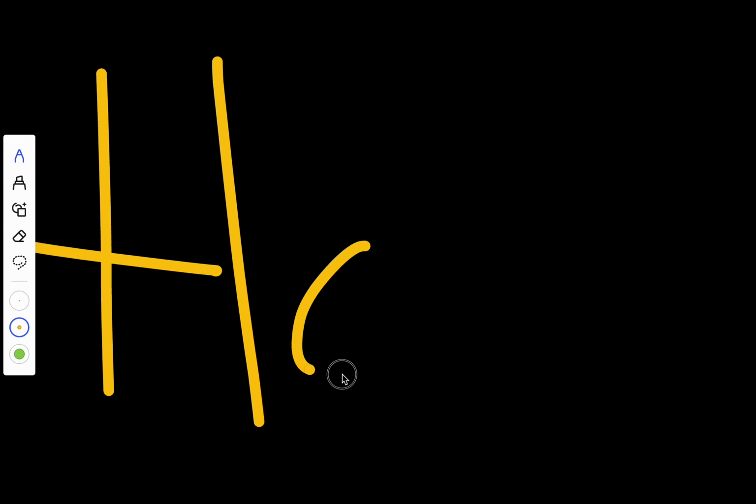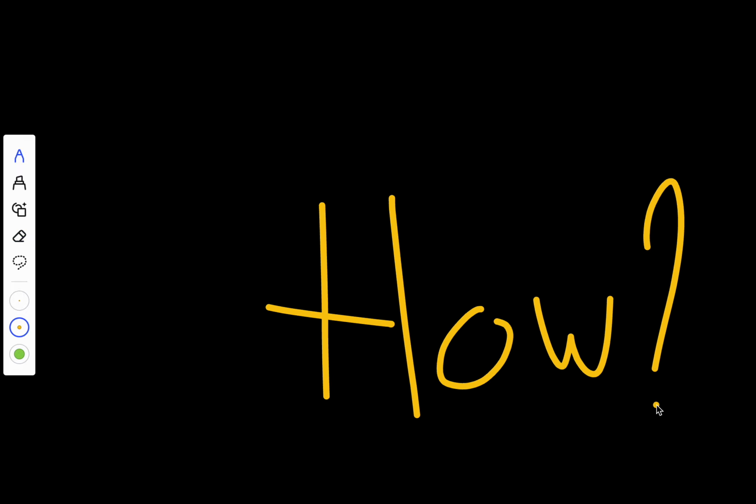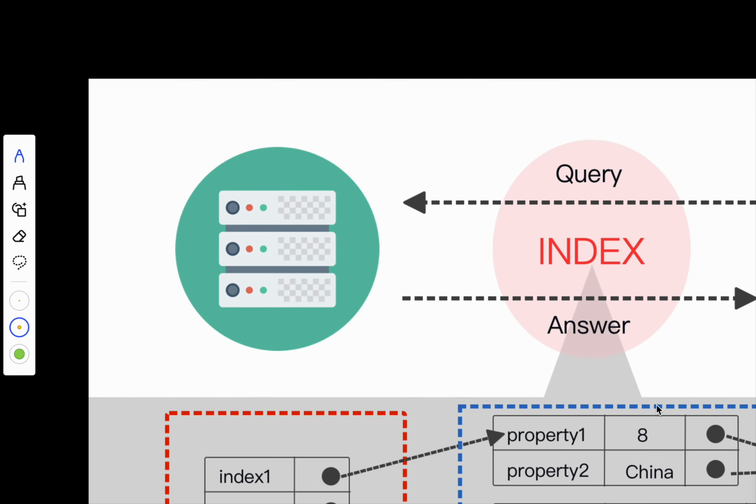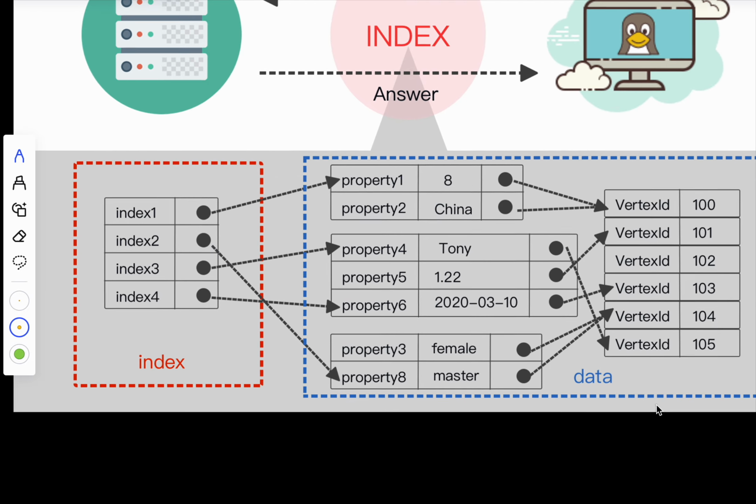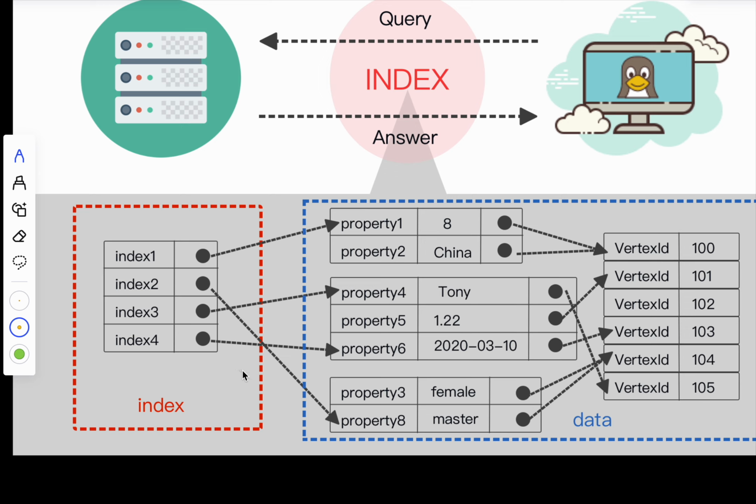Okay, let's try to understand how it works. So we have here indexes and we have here the data. First, we have the index creation, where you define which columns you want to index. For example, property 1, property 2, things like that. Then the database will sort or organize these column values in a data structure, often a B-tree, okay?